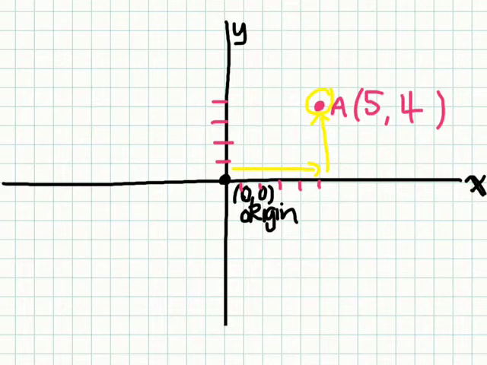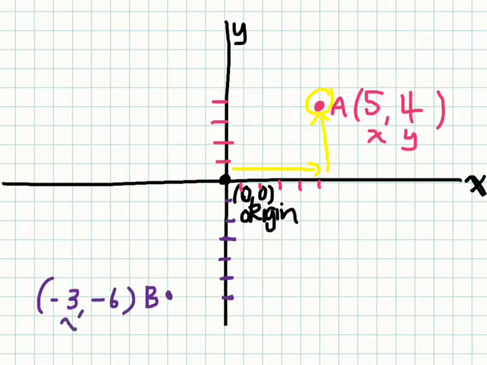Okay? So a coordinate is always read x, y in that order. So what if I ask you to plot the point -3, -6? Where would you plot that point?